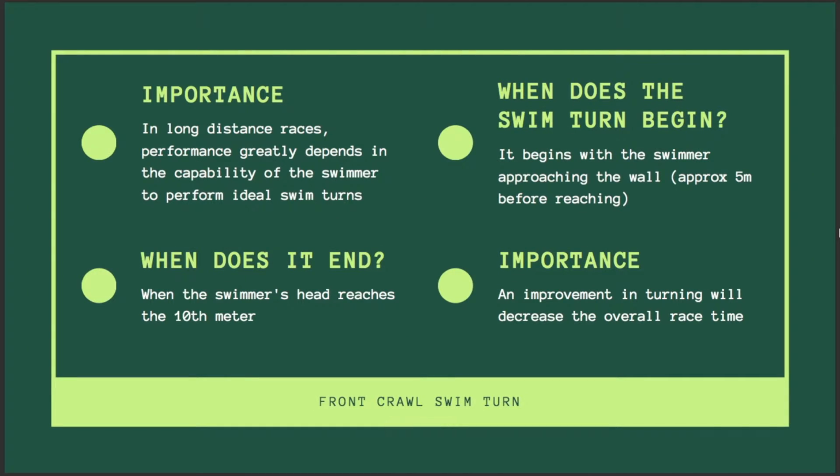In long-distance races, performance greatly depends on the capability of the swimmer to perform ideal swim turns. The swim turn begins when the swimmer is approximately 5 meters before reaching the wall, and it ends when the head reaches the 10 meter mark. The importance of this is that an improvement in turning will decrease the overall race time.